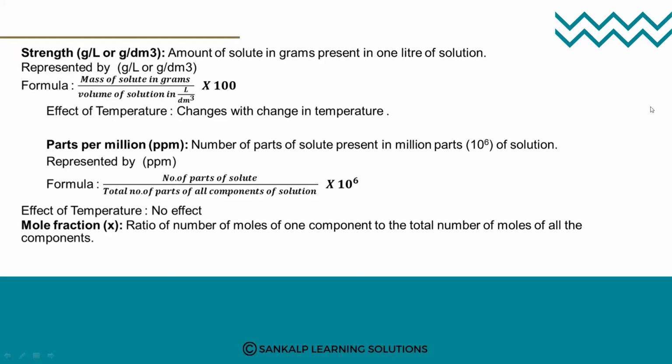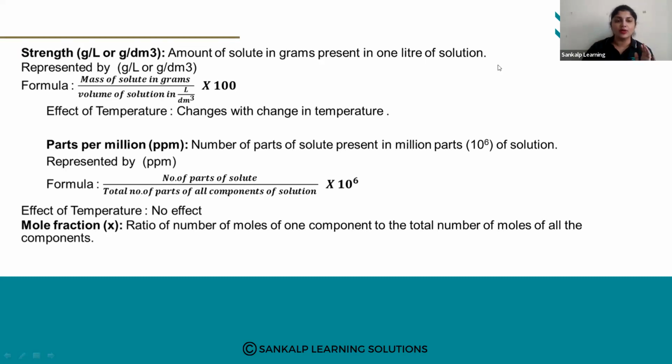ppm is nothing but parts per million. It tells you about the number of parts of solute, so this tells you about a very small quantity. Whenever you are studying ppm, it tells you about a very small quantity. It is used to express the concentration of a solution where the solute is present in very small or minimum quantity.